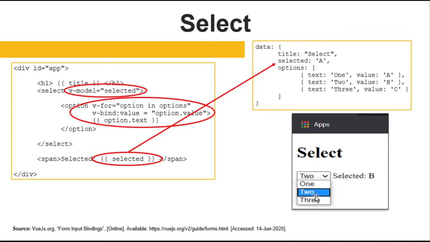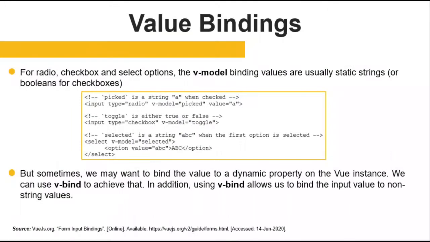So selecting 2 in the option will return B, since the value of the object in the options array is B if the user selects 2, as defined in the option.text for every option element. Value bindings. For radio, checkbox and select options, the v-model binding values are usually static strings or booleans for checkboxes.